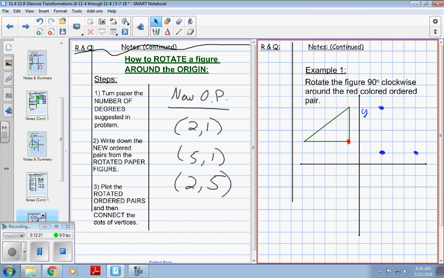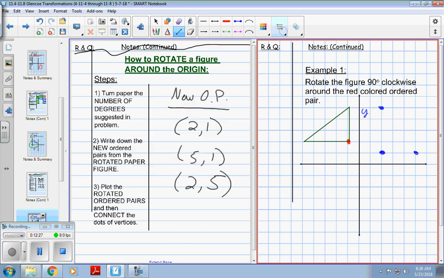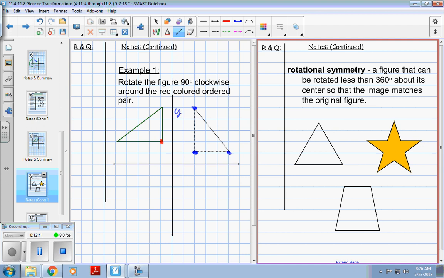And notice when we connect these wonderful dots here, it should look like it is rotated 90 degrees, just like when we turned our paper. And that's the rotated image. Not too difficult, is it? Now we have one last lesson here. We actually have a couple things we got to go over.